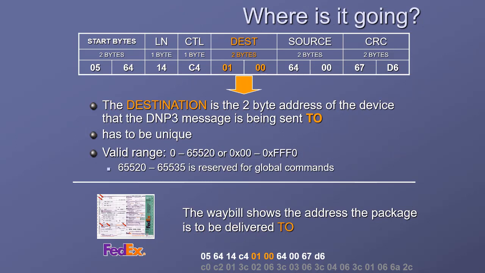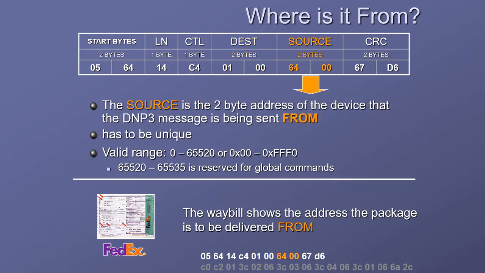Where is the package going? These are the next 2 bytes of the destination address. Valid ranges are from 0 to 65,520. In the FedEx example, the weigh bill shows the address the package is to be delivered to. Where is it from? The next 2 bytes contain the address of the source of the message where it is being delivered from. Valid addresses again are from 0 to 65,520. In the FedEx example, the weigh bill shows the address the package is to be delivered from.